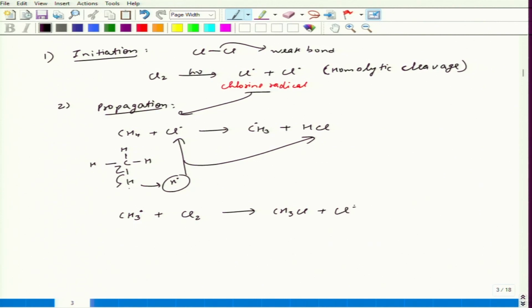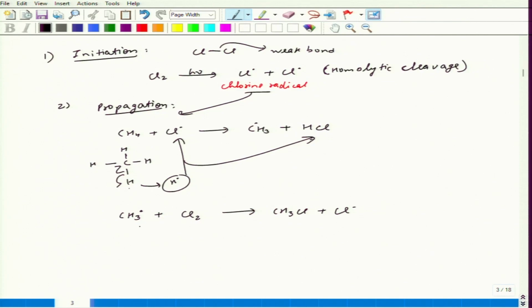Now, what happens in a radical mechanism is that one radical initiates the breaking of another molecule. So, in the first step, initiation, the Cl2 molecule in the presence of light breaks into the Cl radical. The Cl radical that is produced is used in the propagation step, where the Cl radical attacks the methane molecule and creates an H radical and the CH3 radical. The H radical combines with the Cl radical to give HCl, whereas the CH3 radical in another step can react with Cl2 to form CH3Cl.